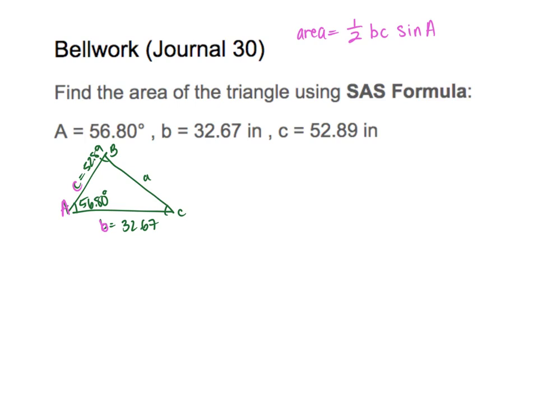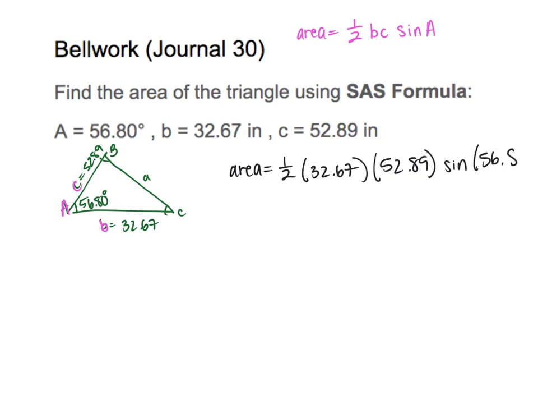And if I were to follow this formula, it's a fairly easy formula to follow. All you have to do is plug in your sides, so your B and your C. So B is 32.67 inches times 52.89 inches times sine of A, which is 56.80 degrees. And if I type this in the calculator, I can just type it in one go.